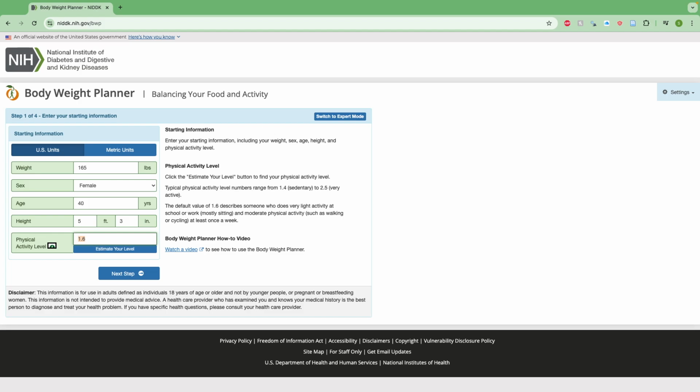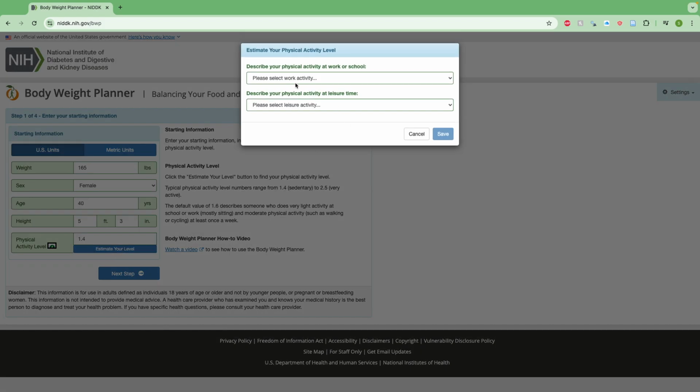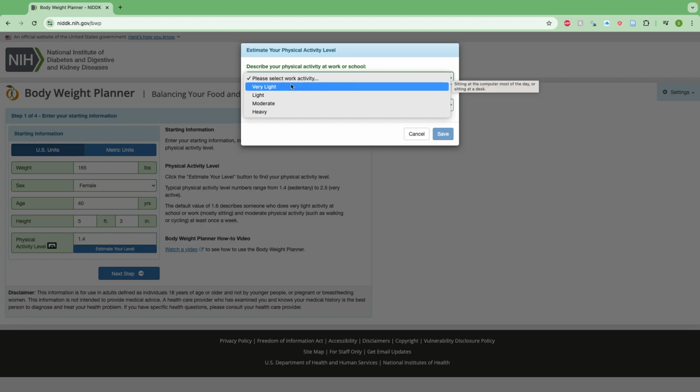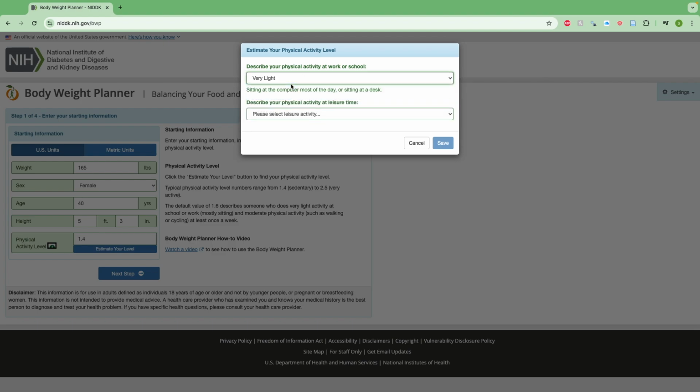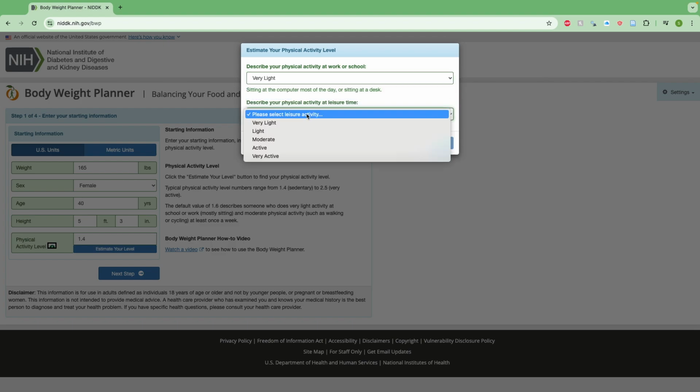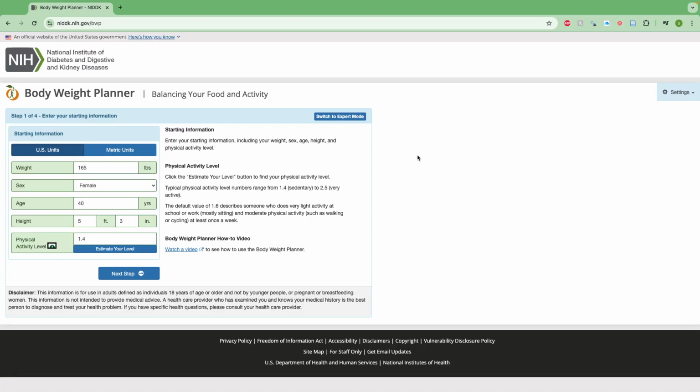And what we have for the physical activity level is a largely sedentary patient. This was mentioned in their history. This is just something that you can put in, and it also gives a nice estimator. How would you describe your physical activity at work or school? For this patient, we had a nurse, someone who maybe is sitting at their desk most of the day, and then what's their physical activity during their leisure time? Also very light. So that comes out to 1.4.